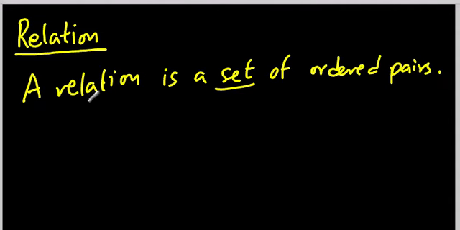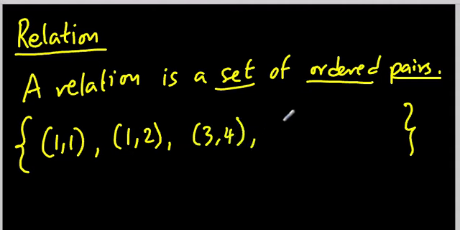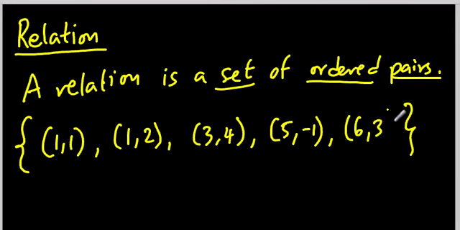So the way we describe a set is we put these curly brackets, and everything that we are collecting goes inside the set. So what are we collecting? We're collecting some pairs, and they have to be ordered in one sense. I'll explain ordered in a second, but let me go into what pairs are. Let's say I have a collection of coordinates, so for example, (1, 1), (1, 2), (3, 4), (5, -1), or (6, 3). This is a collection of ordered pairs.